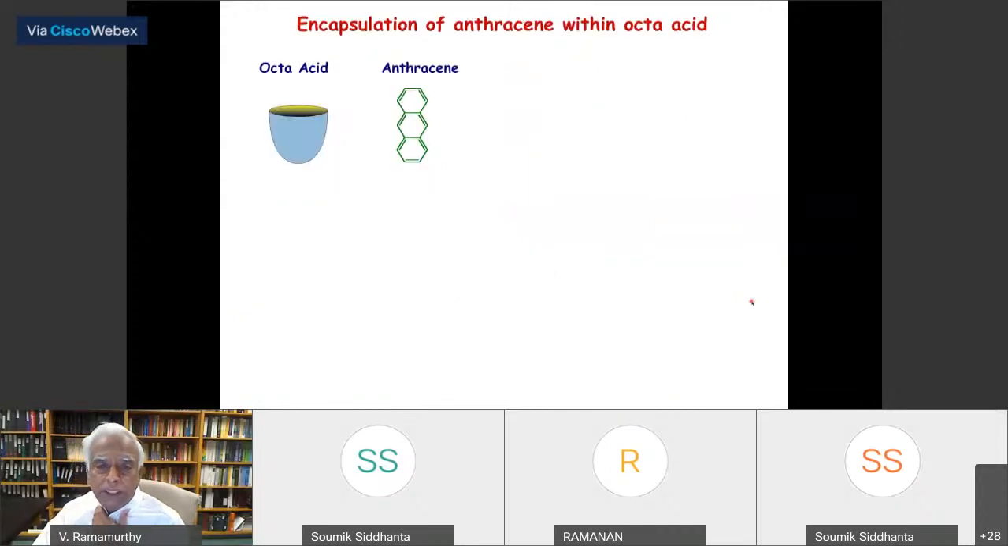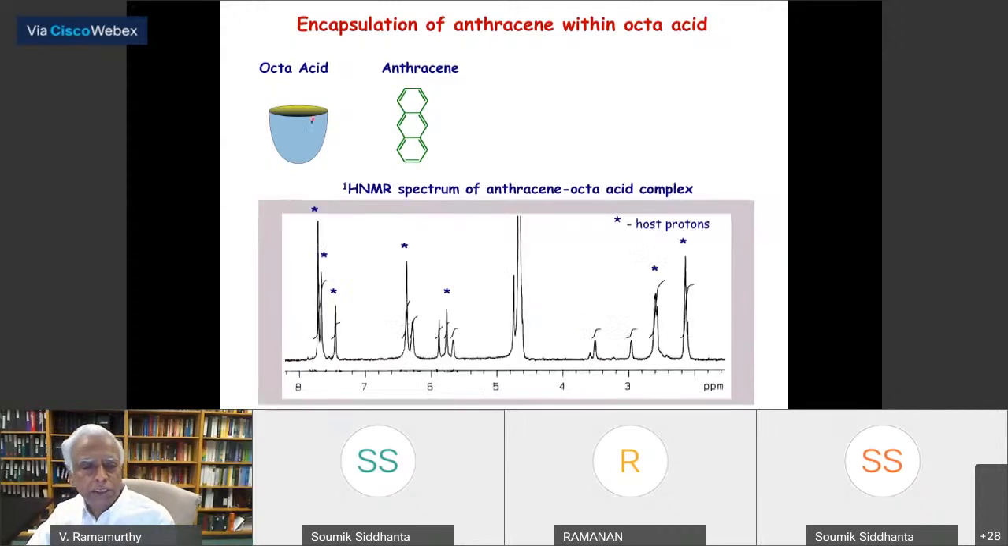Okay. So this is where NMR comes in, which could be interesting for the students who have learned something about NMR. Here, this is octacid. There are all these peaks here, which belong to the octacid. Now we put in this anthracene. These are all done in D2O water. You add this anthracene, and you get peaks corresponding to the anthracene. These numbered peaks, 1, 2, 3, 4, 5, correspond to this. So when anthracene goes inside the octacid in water, you have peaks corresponding to the host and corresponding to the guest.